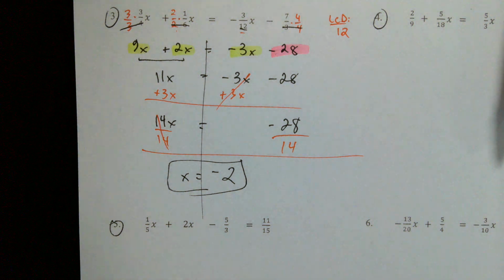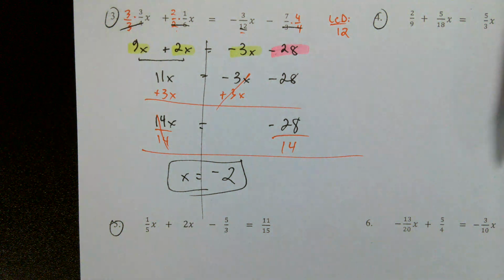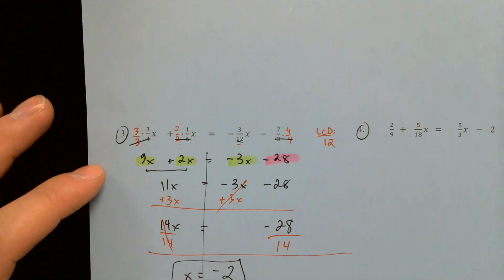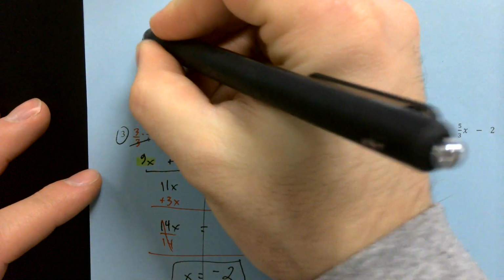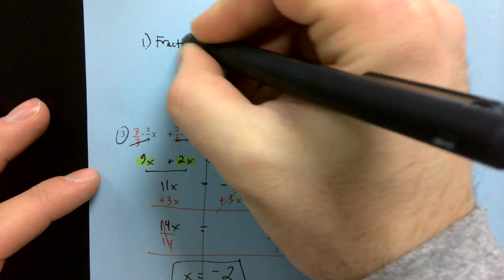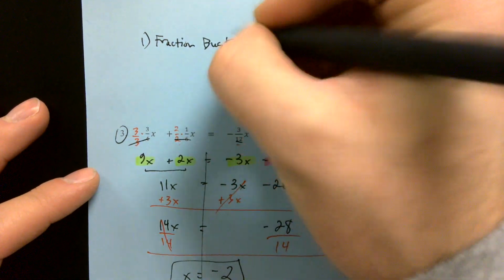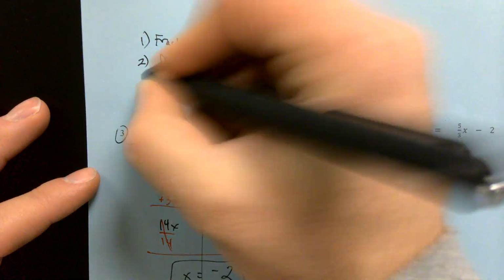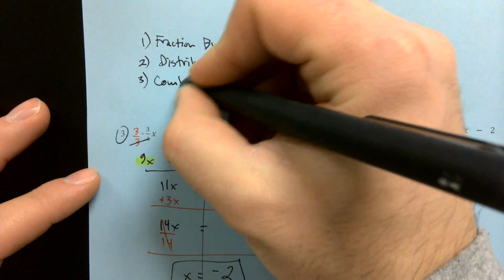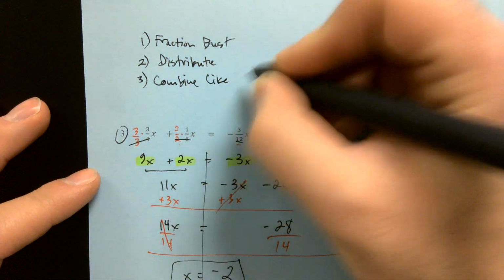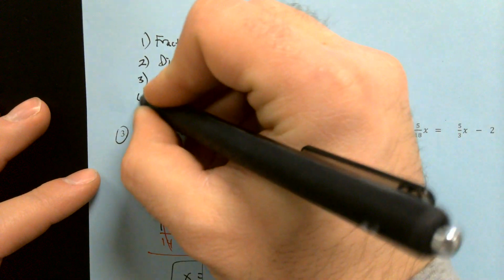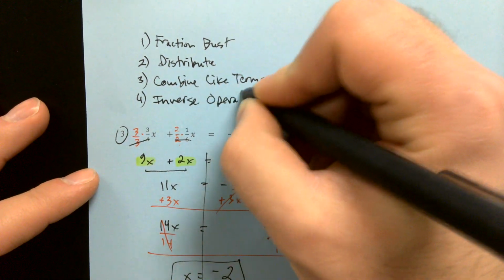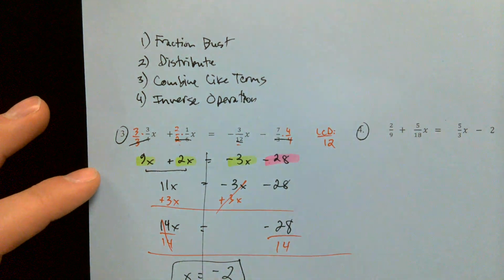Okay, so we don't have specific steps on this, but we are going to take some recap notes at the end of this unit, where basically step 1 is going to be fraction bust if you can. Step 2 is distribute wherever you can. Step 3 is combine like terms. Step 4 is going to be inverse operations. So we're going to hammer this home in a couple days.